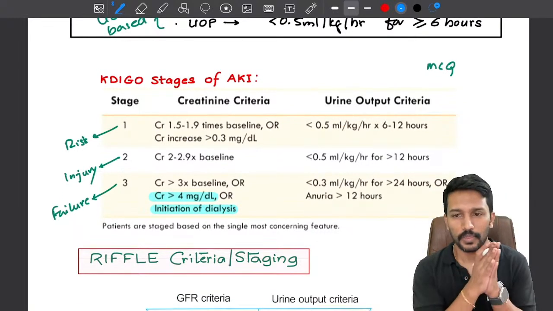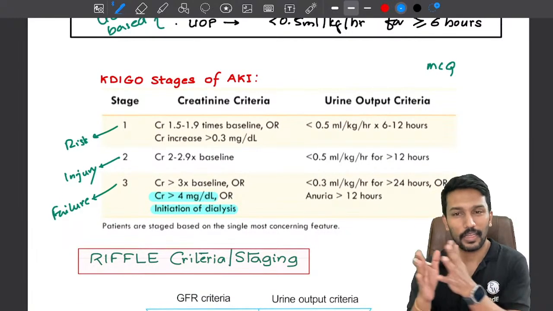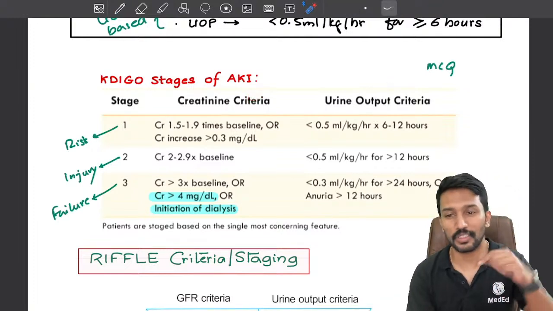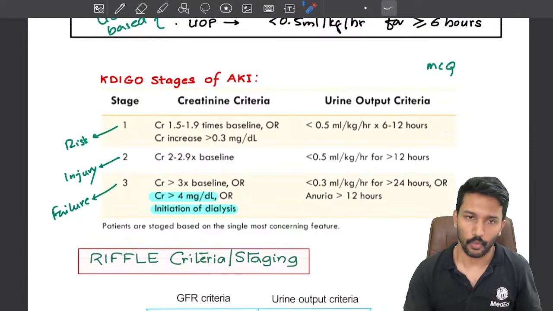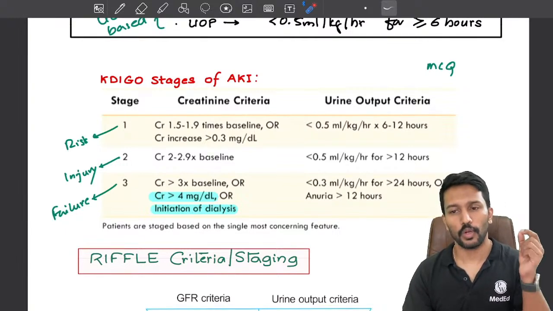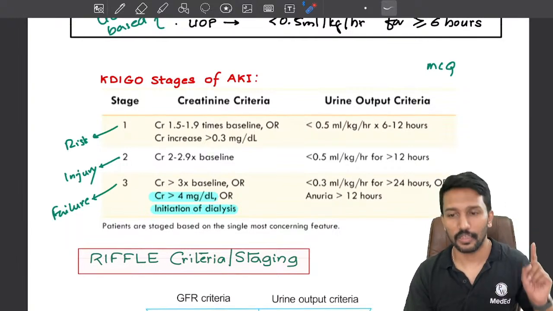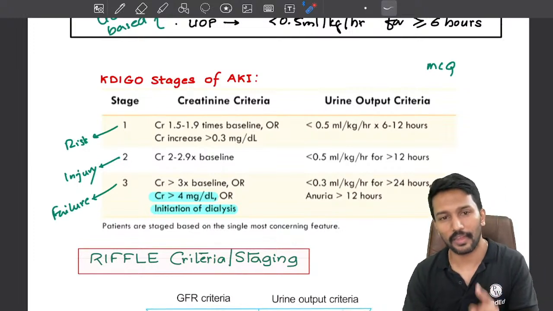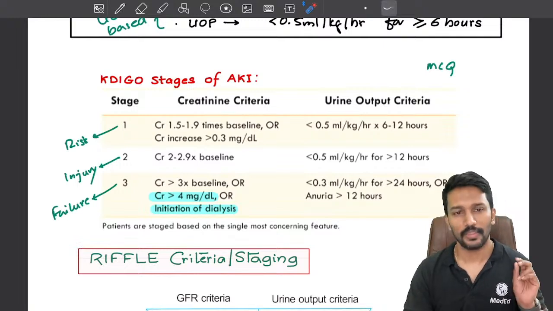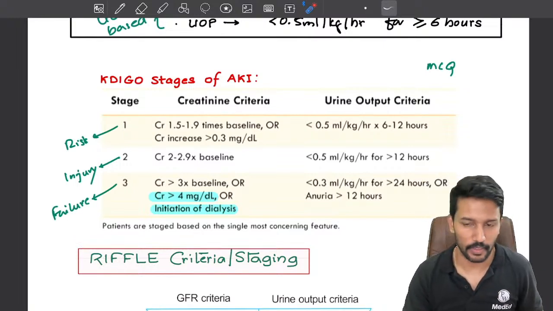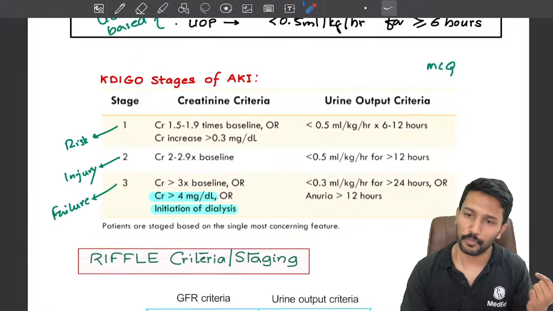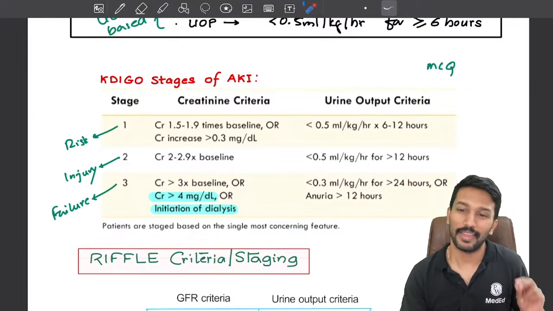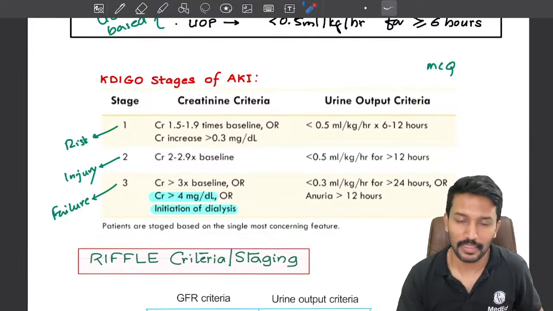Stage wise, the staging of AKI according to KDIGO can take into account urine output or creatinine as a criterion, and if both criteria are applicable, whichever puts the patient in a higher stage should be taken. Now creatinine wise, 1.5 to 1.9 times the previous value is stage 1, right? 2 to 2.9 times the previous value is stage 2. Stage 3 is 3 times or more the previous value. Any value more than 4, even if the previous value was just 3 or something, will automatically be considered stage 3. Any patient initiated on dialysis will also be considered stage 3.